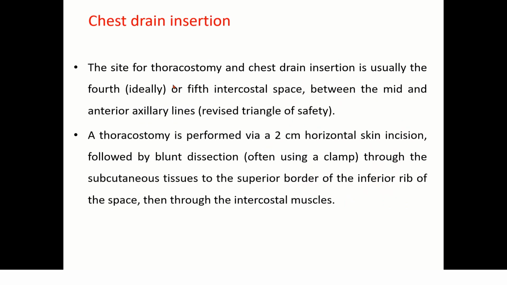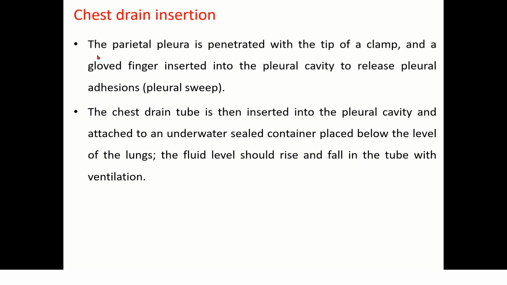Chest drain insertion: the site for thoracostomy and chest drain insertion is usually the fourth or fifth intercostal space between the mid and anterior axillary lines, the revised triangle of safety. The thoracostomy is performed via a 2 cm horizontal skin incision followed by blunt dissection, often using a clamp, through the subcutaneous tissue to the superior border of the inferior rib of the space, then through the intercostal muscles. Then the parietal pleura is penetrated with the tip of a clamp and a gloved finger is inserted in the pleural cavity to release pleural adhesions. This is called a pleural sweep.